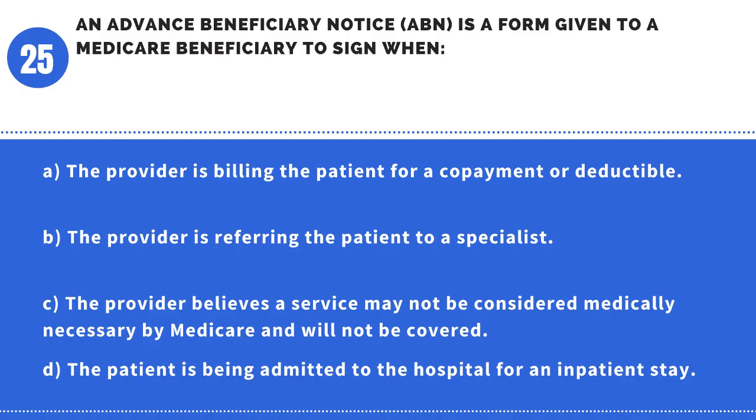Question 25. An Advance Beneficiary Notice, ABN, is a form given to a Medicare beneficiary to sign when A. The provider is billing the patient for a co-payment or deductible. B. The provider is referring the patient to a specialist. C. The provider believes a service may not be considered medically necessary by Medicare and will not be covered. D. The patient is being admitted to the hospital for an inpatient stay.